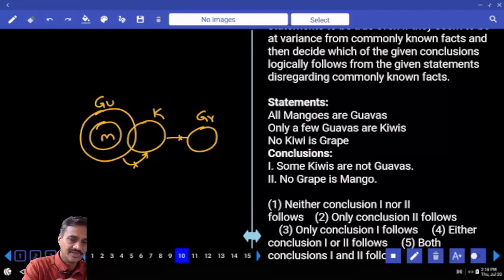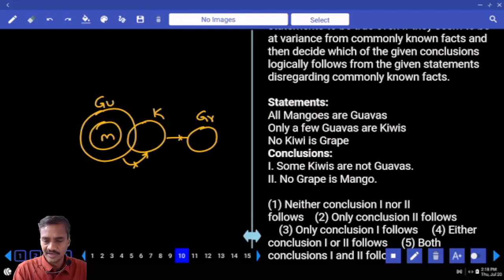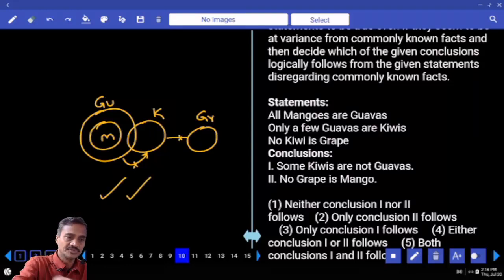Isn't it? Then the first one, some kiwis are not guavas. Some kiwis are not guavas, definitely true. No grape is mango, this is also true. Now both the conclusions that are true are negative conclusions. To make this one false, some kiwis are not guavas, now we need to prove all kiwis are guavas. Is it possible to write like this or not?